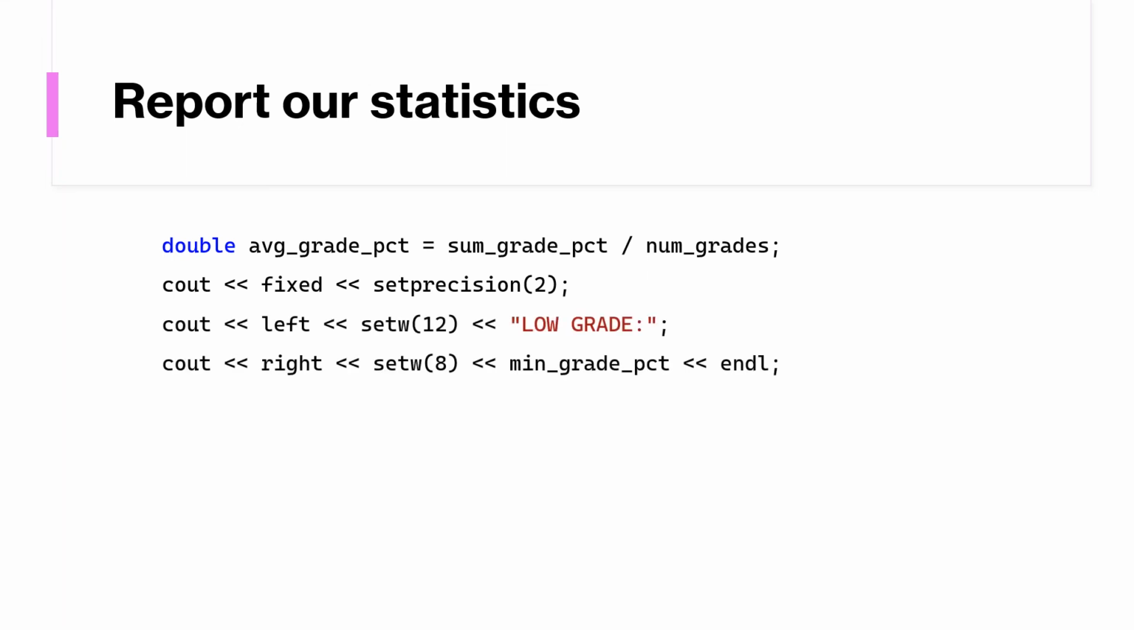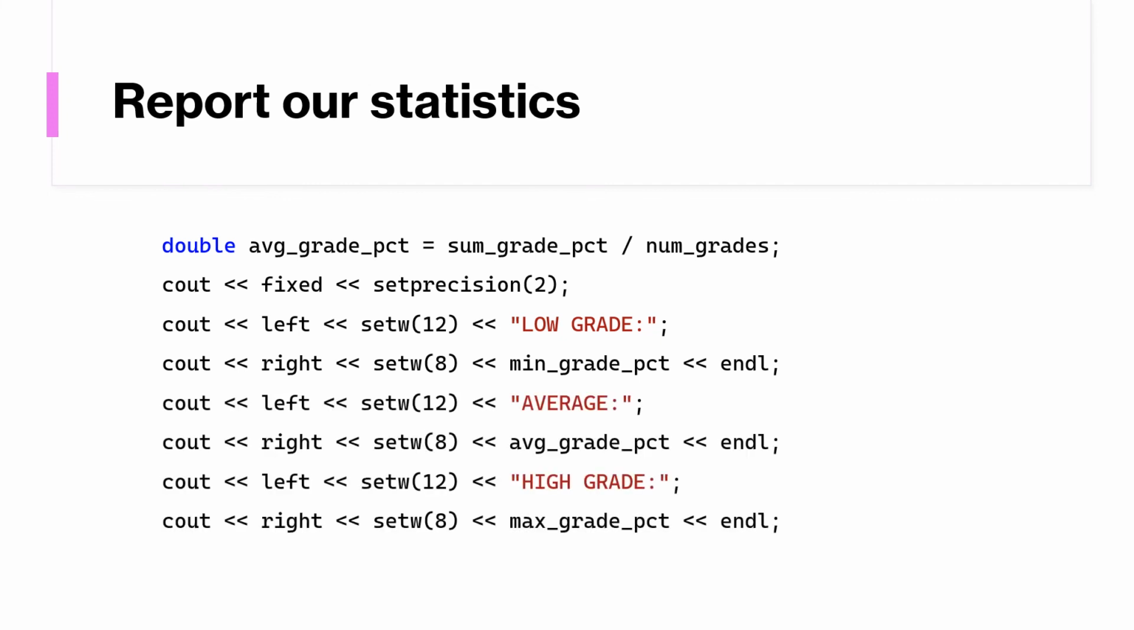Then we're going to use the left keyword to align the words low grade on the left in the 12-space column that we're creating for them. And then we're going to use the right keyword to align the minimum grade percent on the right-hand side of the 8 letters that we're setting aside for it, or 8 characters. And then we just do the same thing for average grade percent and max grade percent.